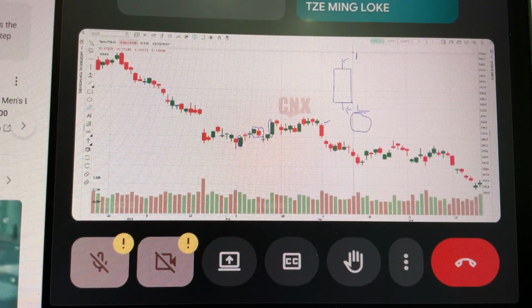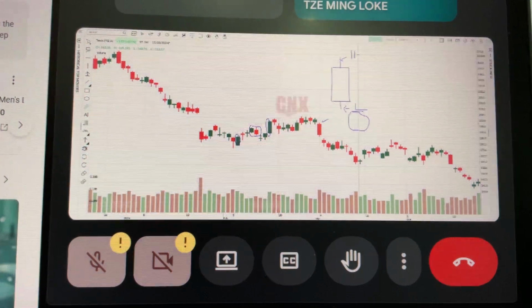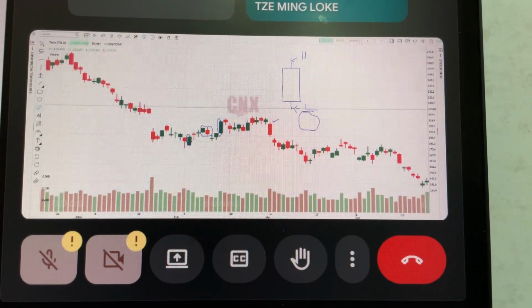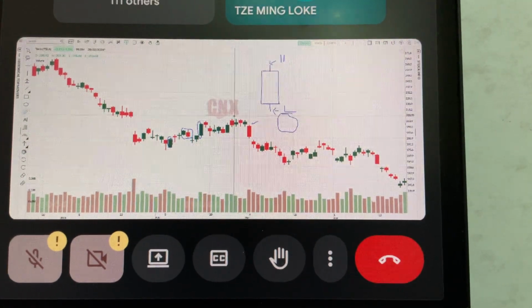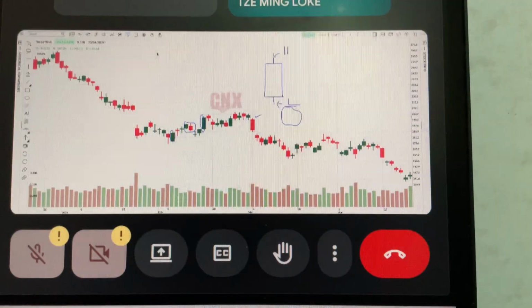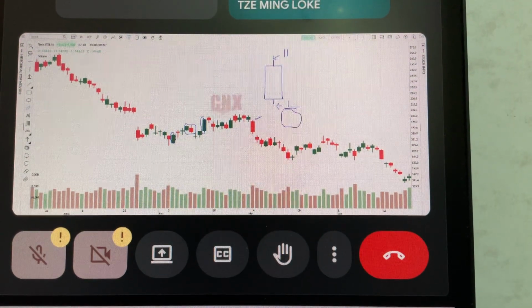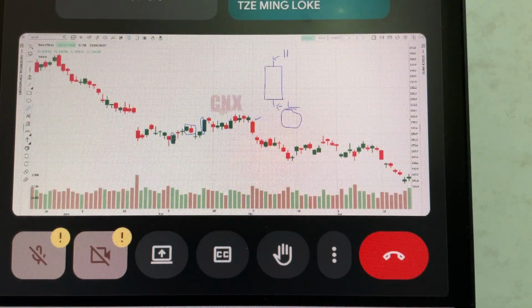So the opening and closing is represented by the body of the candle. If you look at the candle here, it has 2 different types. One is green color, the other one is red color. For green color, that means this is the opening. The opening price is here, and the closing price is up there.